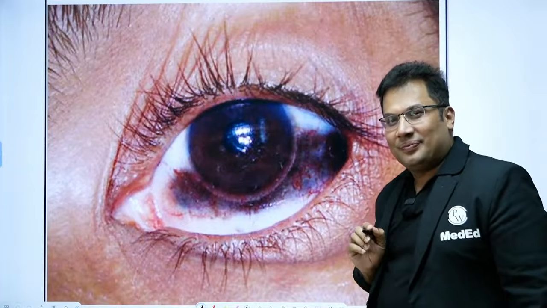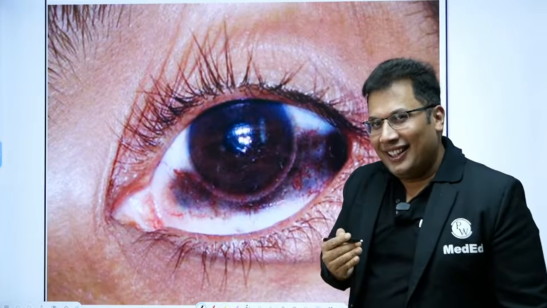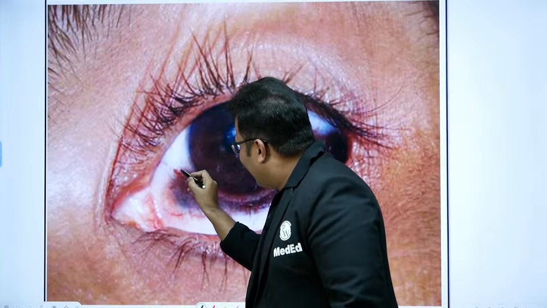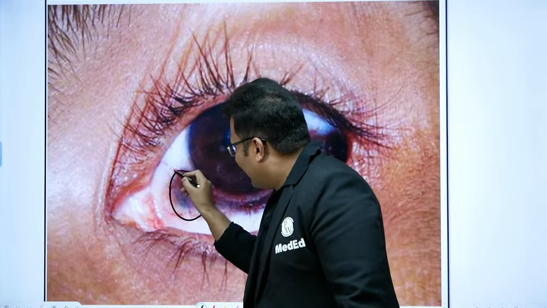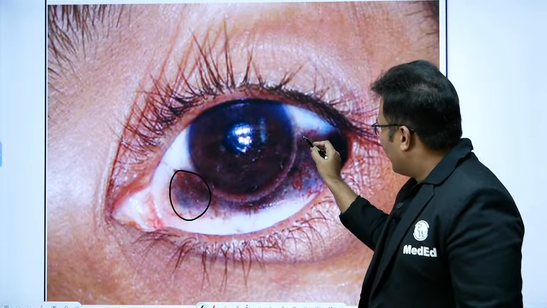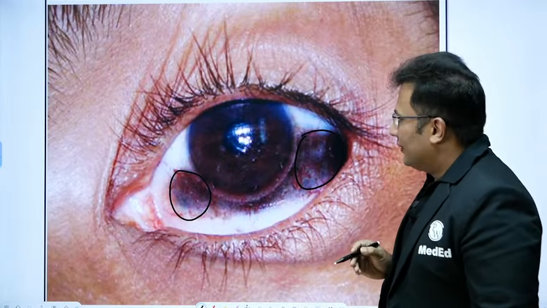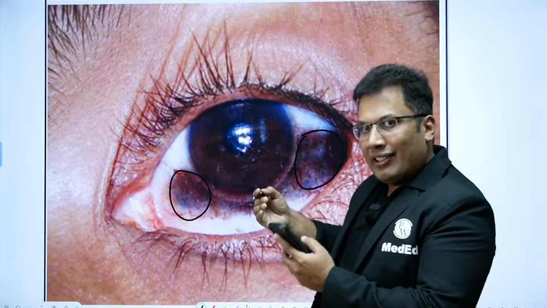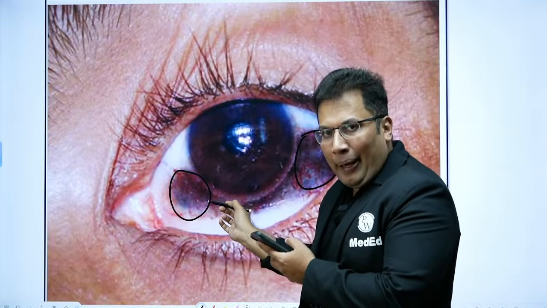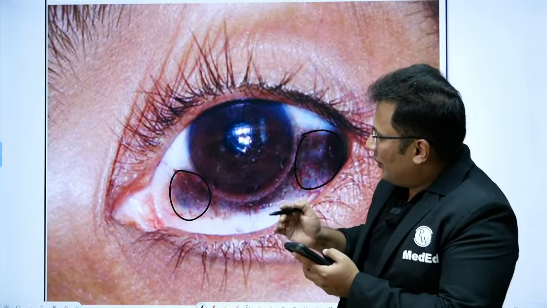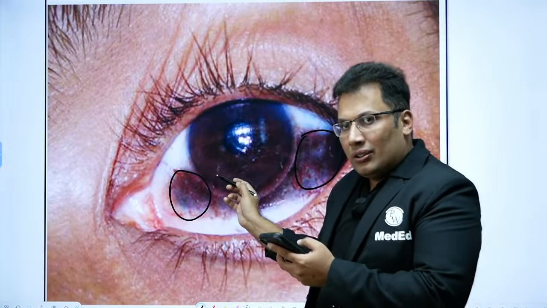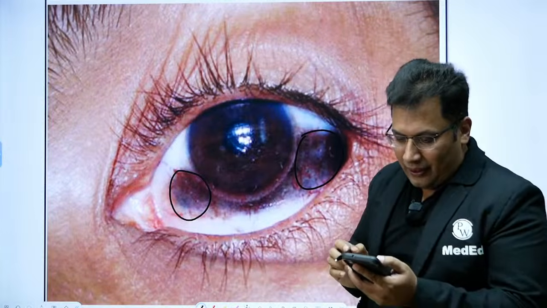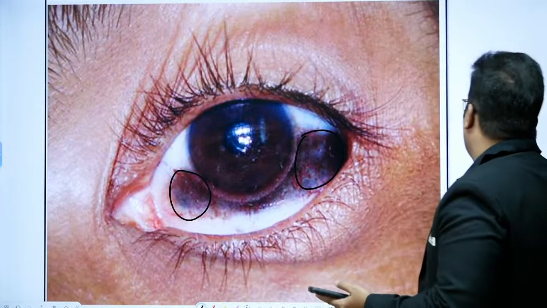Now look at this. Now it is your turn. You need to identify what this is. A dead body after 3 to 4 hours. What we can see here is a triangular patch, and the base of the triangle is towards the limbus. So what is this known as? Yes, this is known as Tache noire sclerotique.